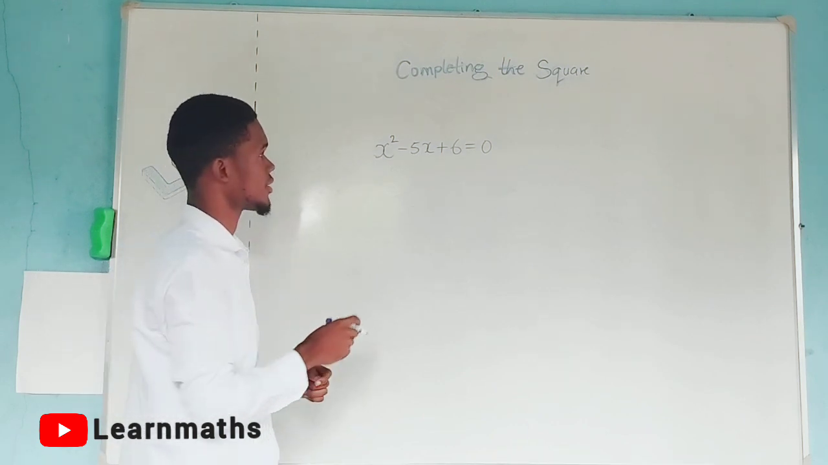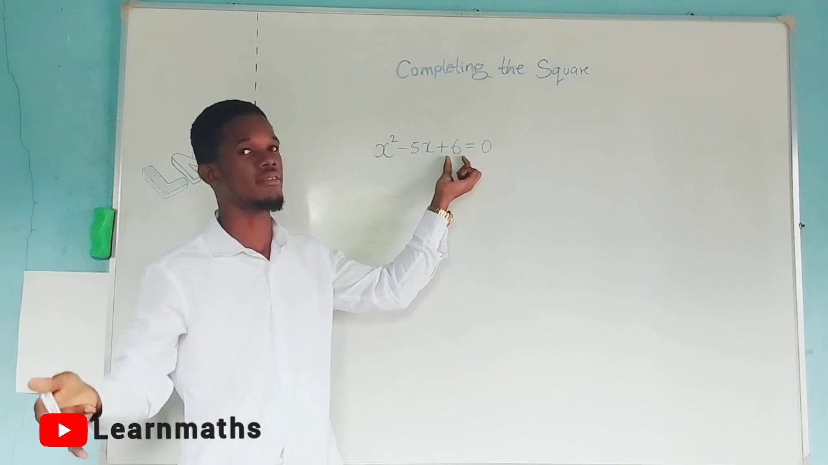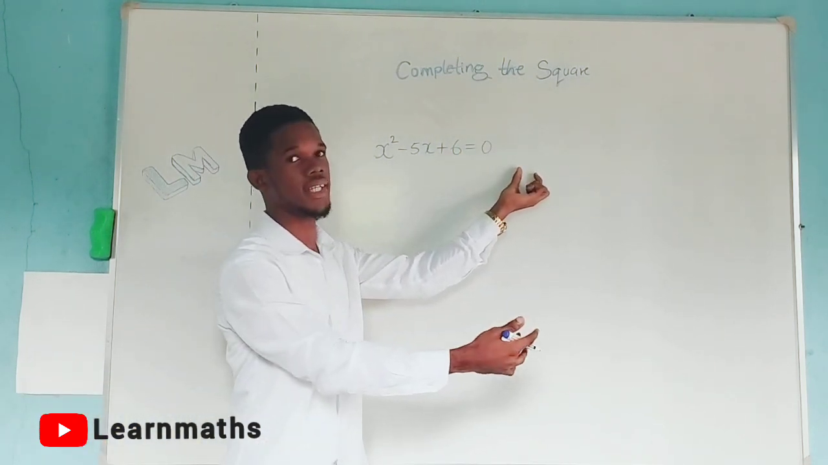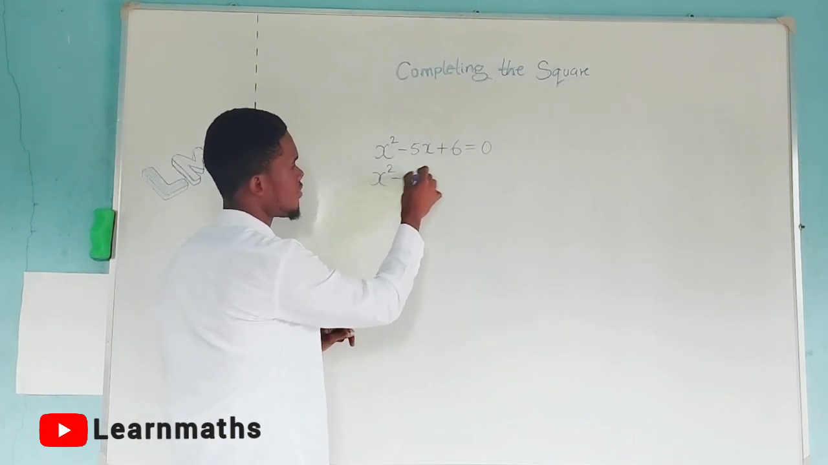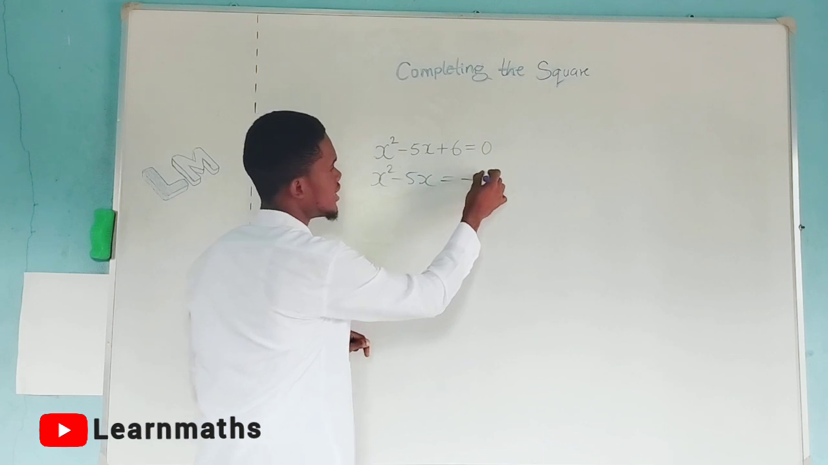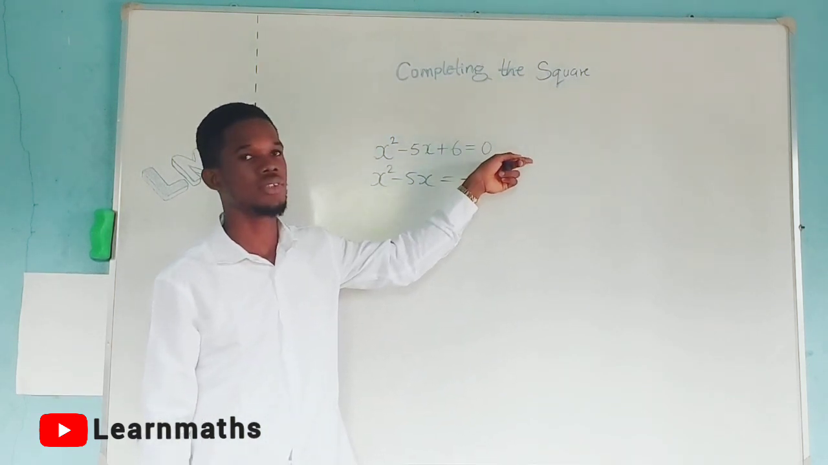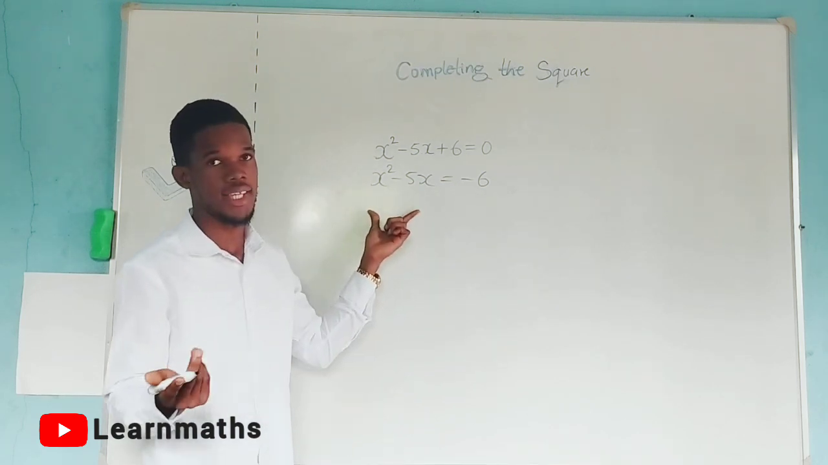Now this is the second step. Send the constant, which is the number without the variable, send the constant c over the equal sign to the right hand side. If we carry out that step, now we have x squared minus 5x equal to negative 6. You know, when you send positive 6 over the equal sign, it becomes negative 6. So this is what we have after taking the second step.